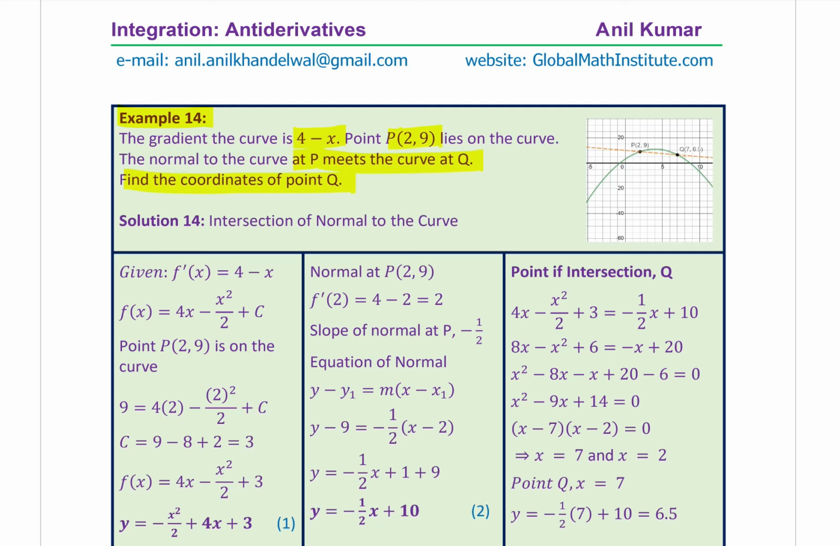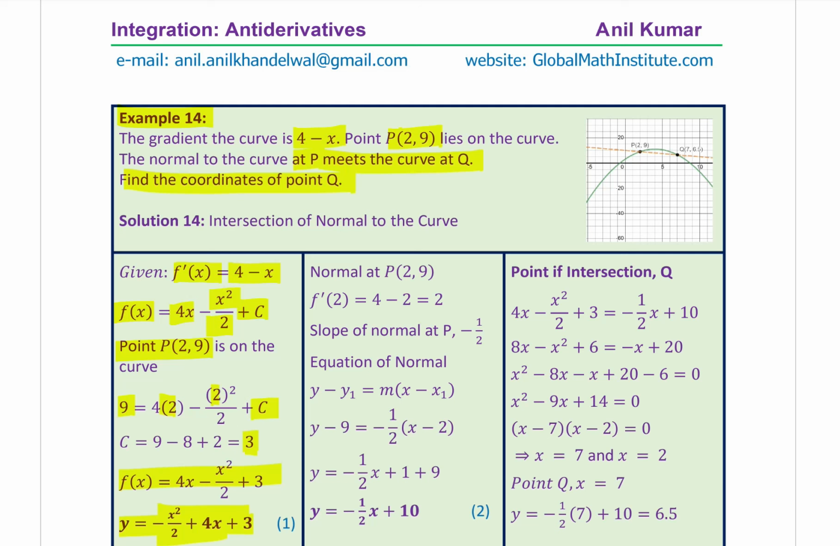Well, we are given the gradient of the curve, so that means f prime x is equal to 4 minus x. From here, we can use the antiderivative formula and find what the function could be. So f of x is 4x minus x squared by 2 plus c. Now to find the value of c, we can use the given point, which is (2, 9). So substituting 2 for x and 9 for y, we can find the value of c, right? So once we find the value of c, which is 3 in our case, we know the function. And in this case, the function will be 4x minus x squared by 2 plus 3. So that becomes the function for us.